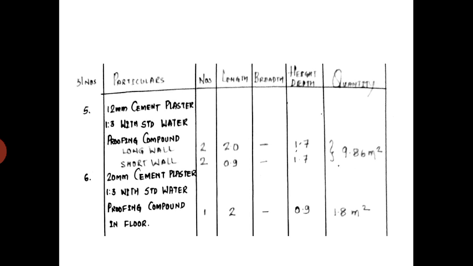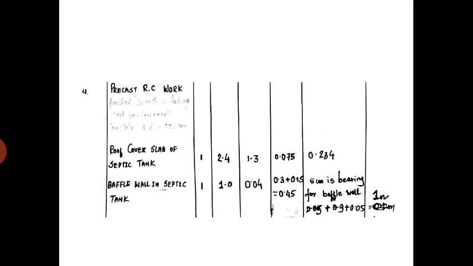So then we'll move on to the precast beam. The precast beam, of course, it is a slab, not the beam. Precast cover slab, which is 2.4 in length, 1.3 in breadth, and 0.075 in thickness, or the height, whatever you can call that. They have given 75 centimeter.